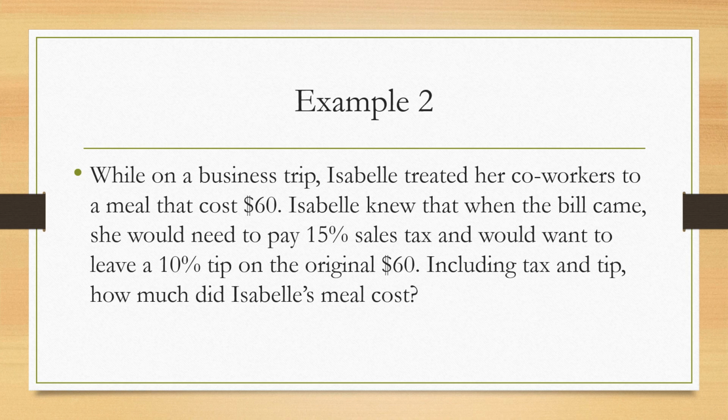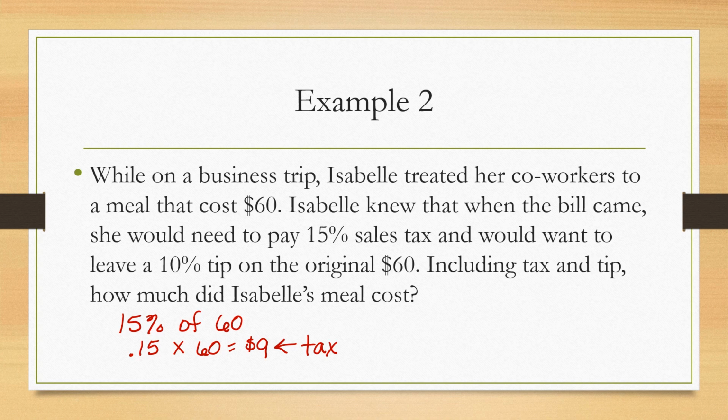Okay, so we're going to first calculate our sales tax. So we're going to do 15% of the original amount, which was $60. So that is going to be 0.15 multiplied by 60, which gives us 9. So you need to ask yourself, what is that 9 representing? If you're not sure, go back and look at your percentage. 15% was representing our tax.